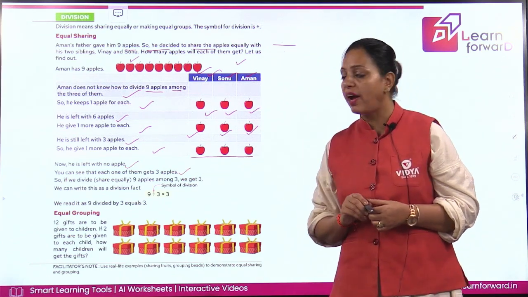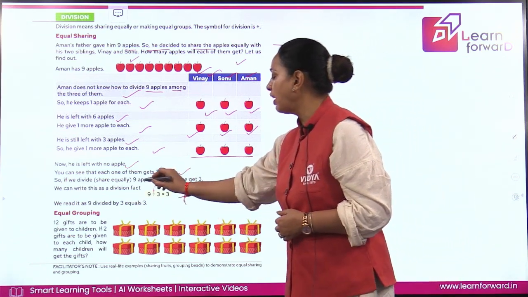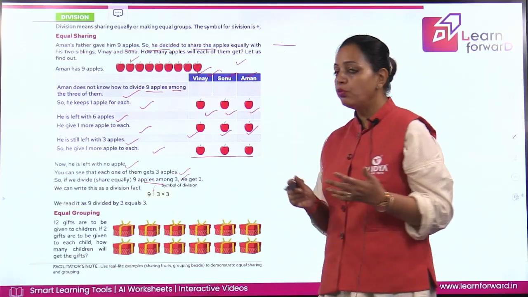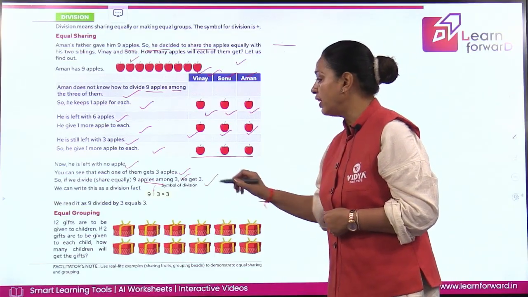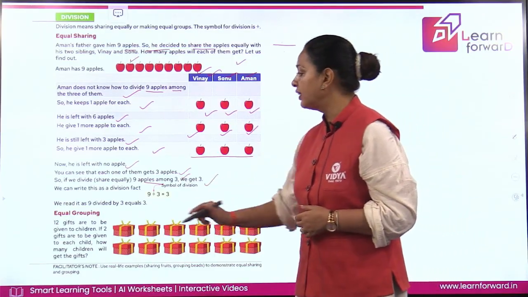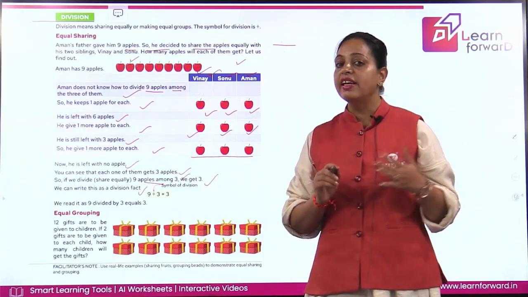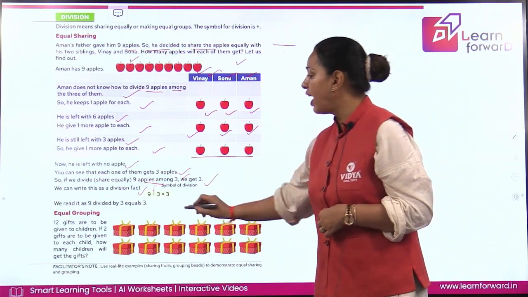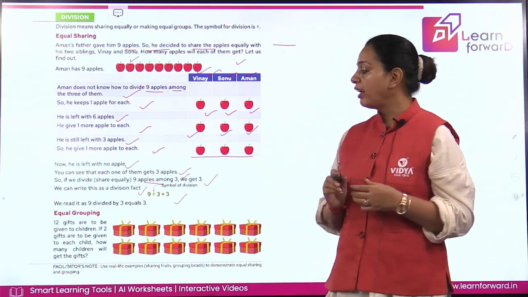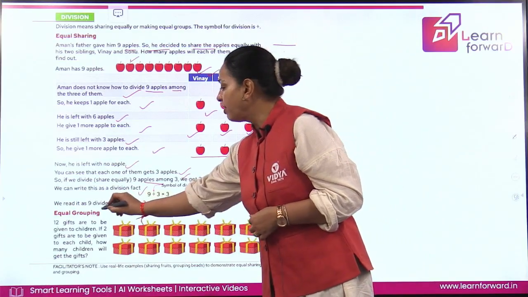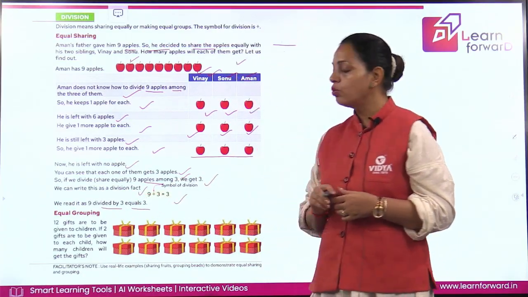So if we divide, share equally 9 apples among 3, what are we getting? We are getting 3. It means we can write this as a division fact. 9 divided by 3, that is 3. And how can we read it? 9 divided by 3 equals 3.